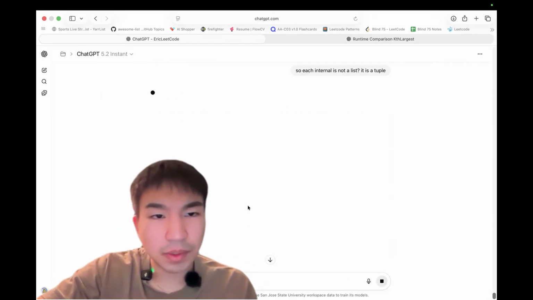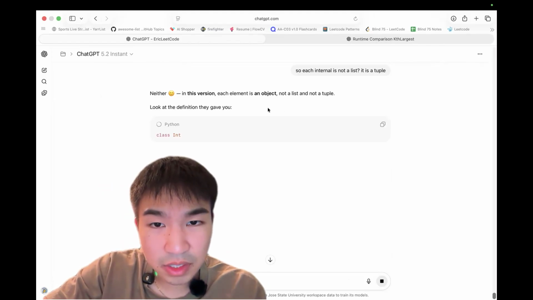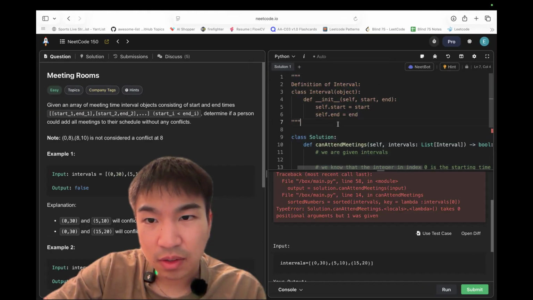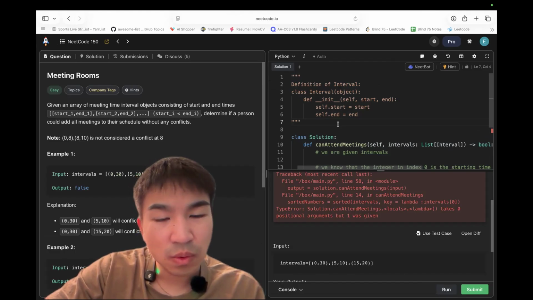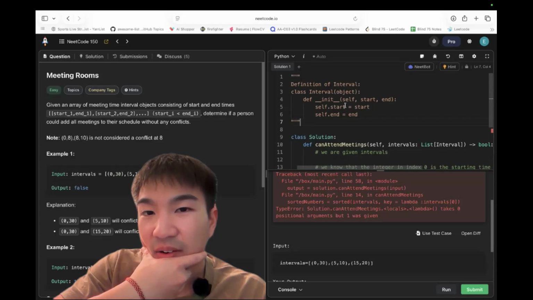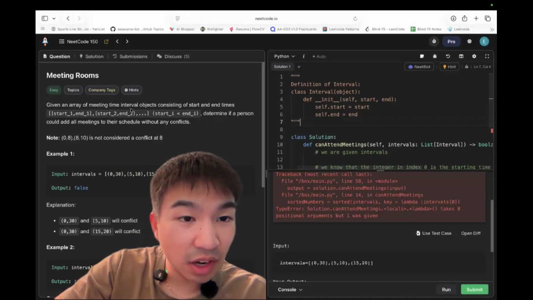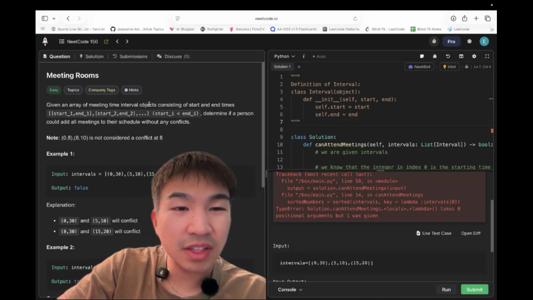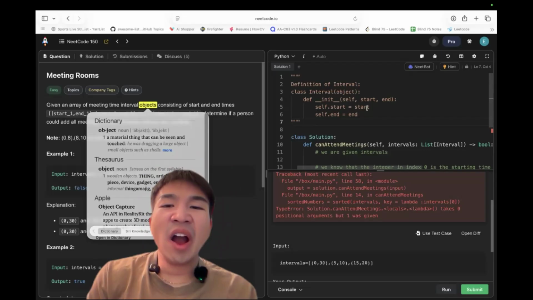I think this is the first time I'm using tuples. Wait, what? Each element is an object. Oh, I didn't even know. Interval objects. I didn't even read objects. I thought they were lists this whole time. Okay.